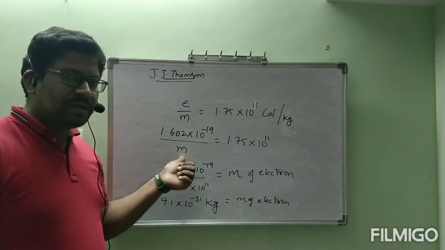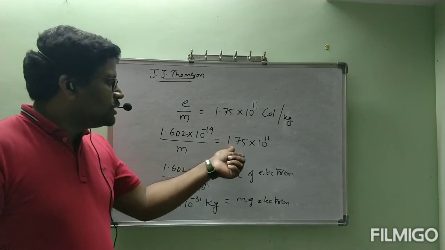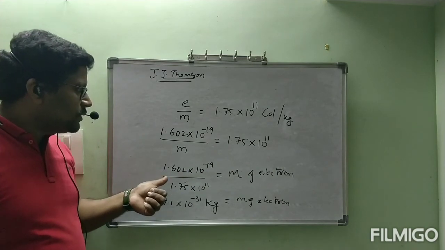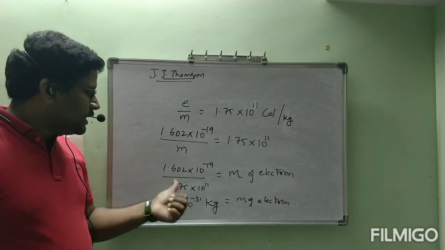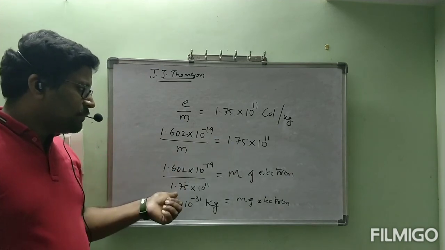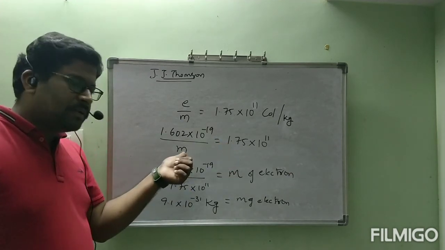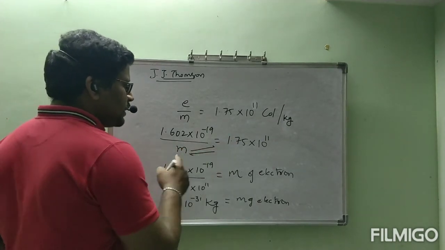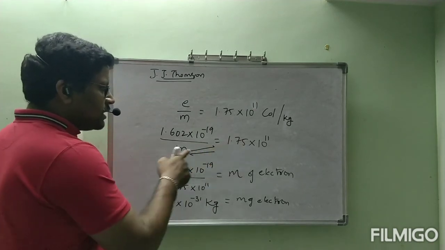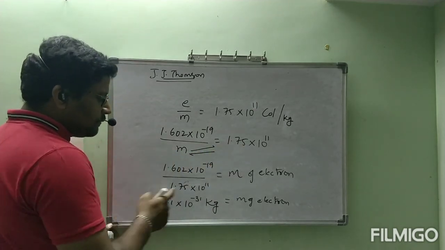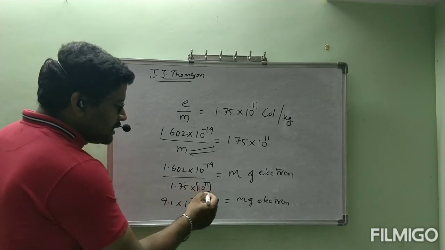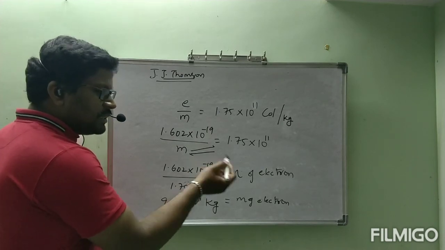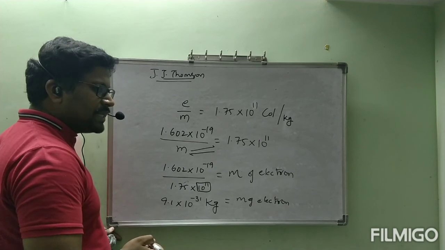The mass of electron, which we don't know, is equal to the total value 1.602 into 10 power minus 19 divided by 1.75 into 10 power 11. The e/m ratio will be coming to the denominator. By cross multiplication, this m goes to this side and this 1.75 into 10 power 11 comes here. Now this 10 power 11 in the denominator, if it goes to the numerator, will become minus 11. 10 power minus 19 and 10 power minus 11 become 10 power minus 30.